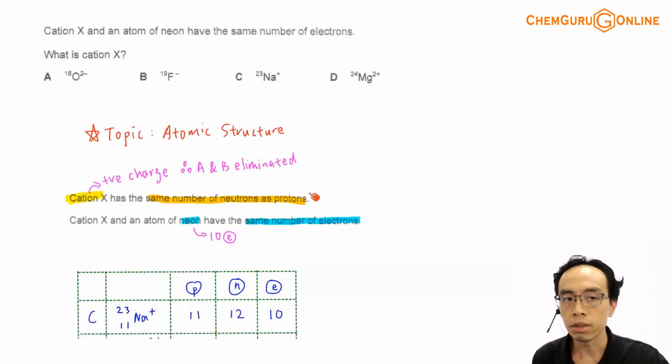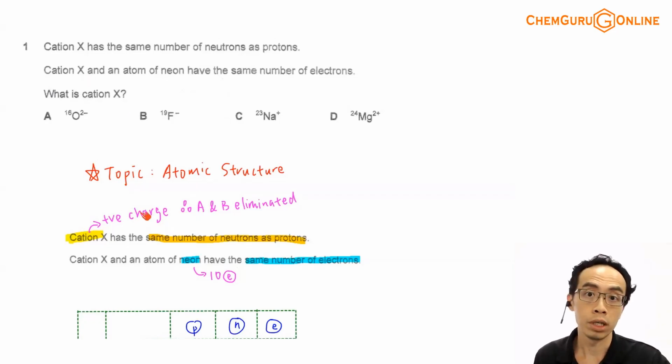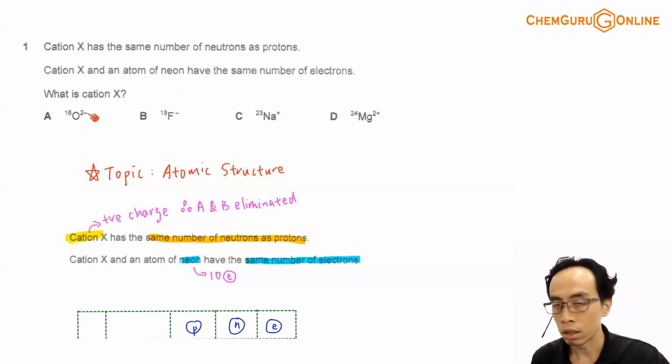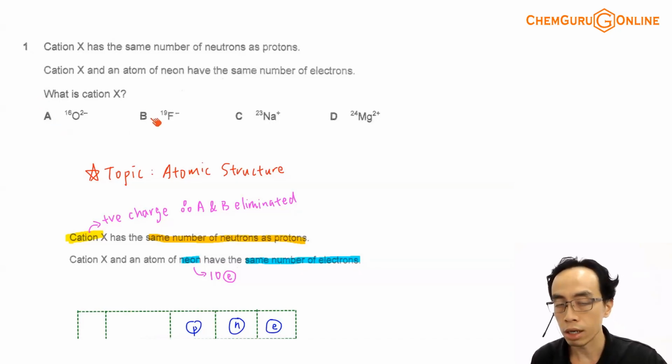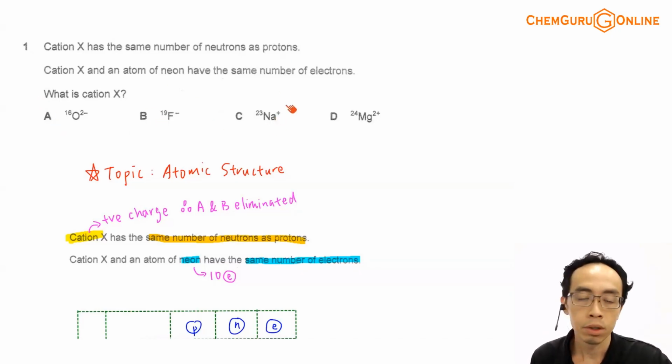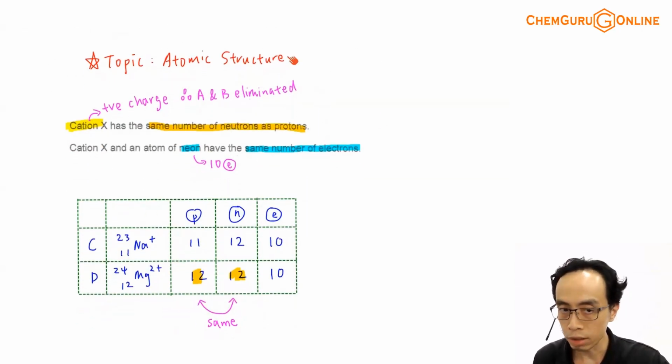First thing first, since the question mentioned that this is a cation, X has to be positively charged. If you run through A, B, C, D: A is O2 minus, which is an anion. B is F minus, which is also an anion. So straight away, we will be able to eliminate option A and option B. We are left with Na plus, which is a cation, and Mg2 plus, which is a cation.